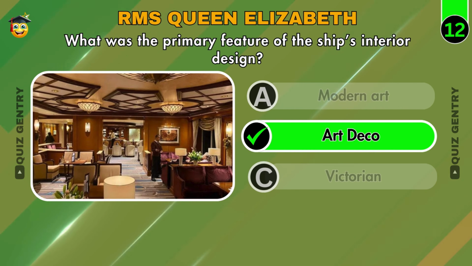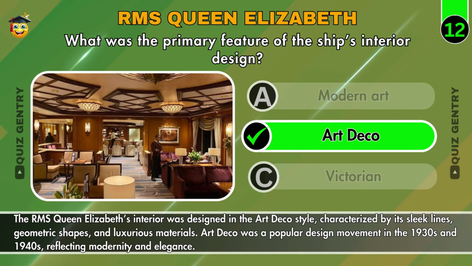Art Deco. The RMS Queen Elizabeth's interior was designed in the Art Deco style, characterized by its sleek lines, geometric shapes, and luxurious materials. Art Deco was a popular design movement in the 1930s and 1940s, reflecting modernity and elegance.